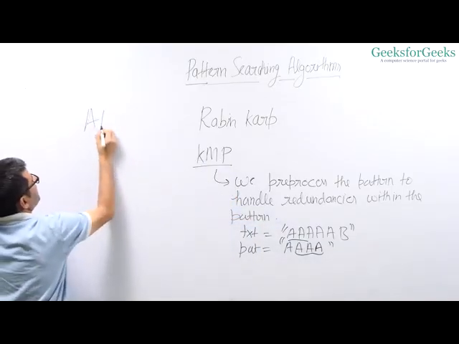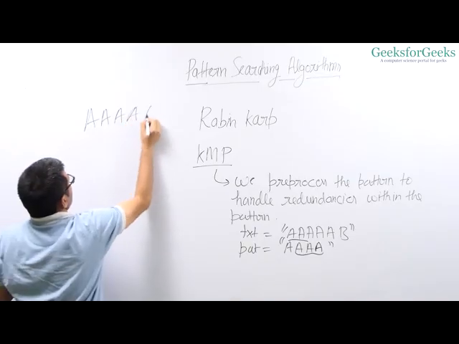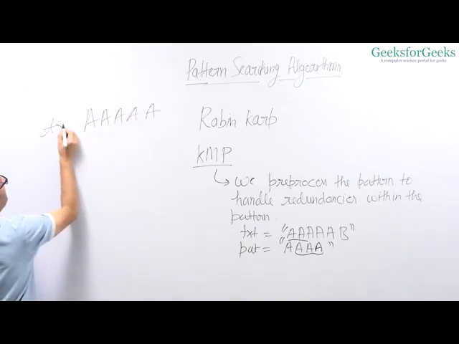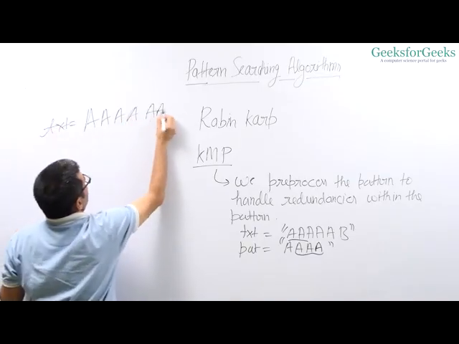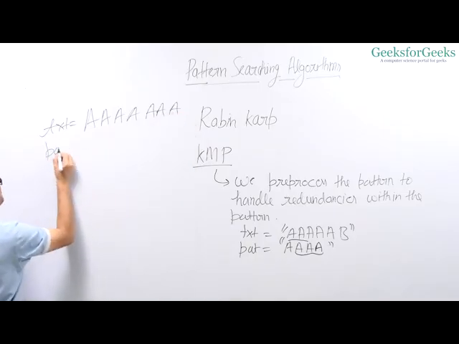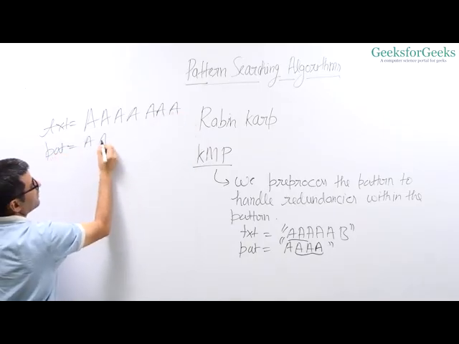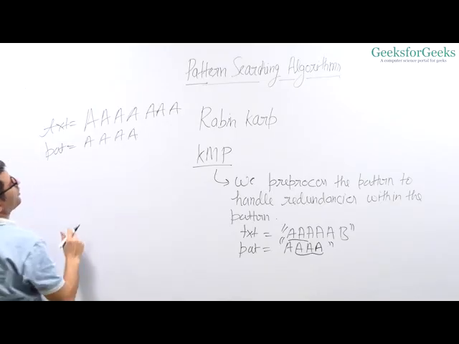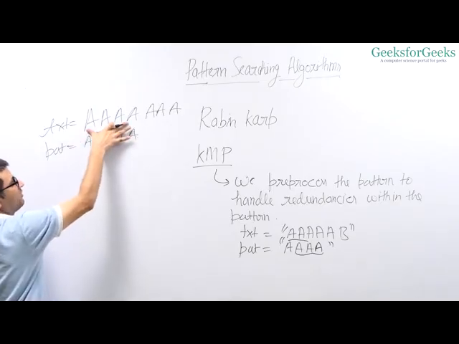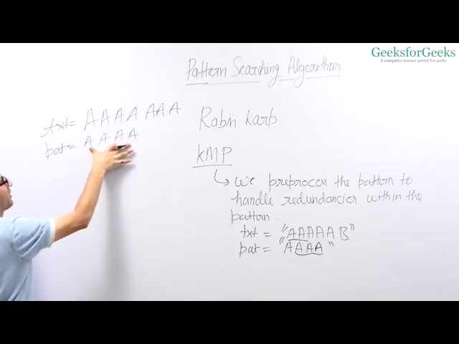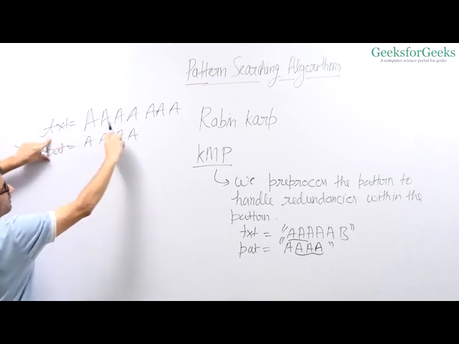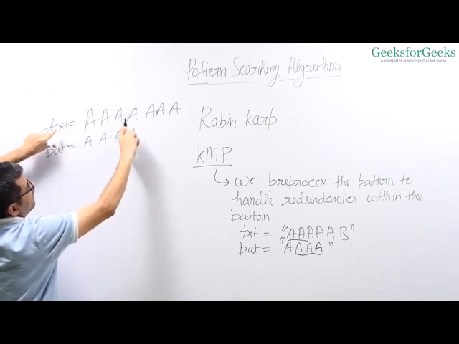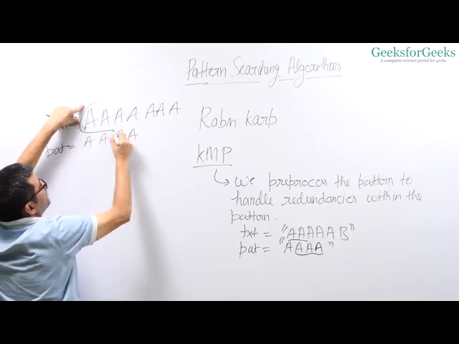Let's say your string is A. This is your text. Let's add more A's. And your pattern is 4 A's. So you compute the hash function of the first window, and you compute the hash function of the pattern, which is computed only once because we need the same hash value every time. So I compute the hash function of the first window.